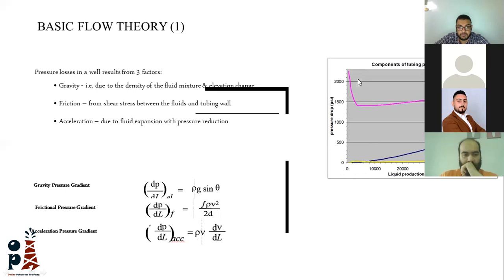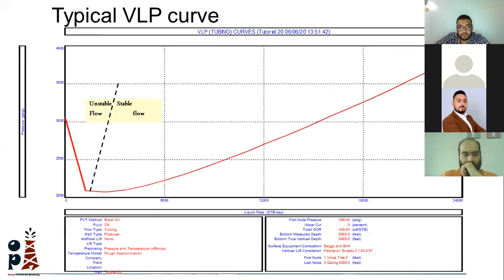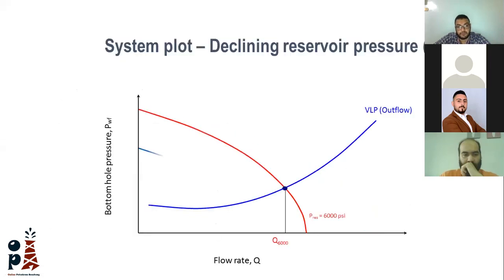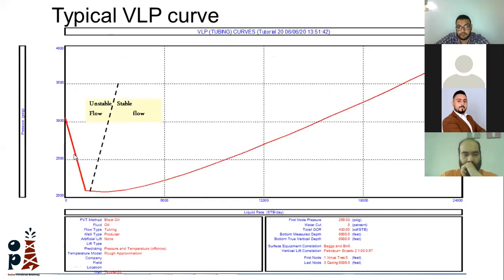So what will happen if, for example, I want to show you, if, for example, there is an intersection between the IPR and the VLP at this point, you will find there is a region of instability. There will be loading up, and you will not produce the well in a stable manner.